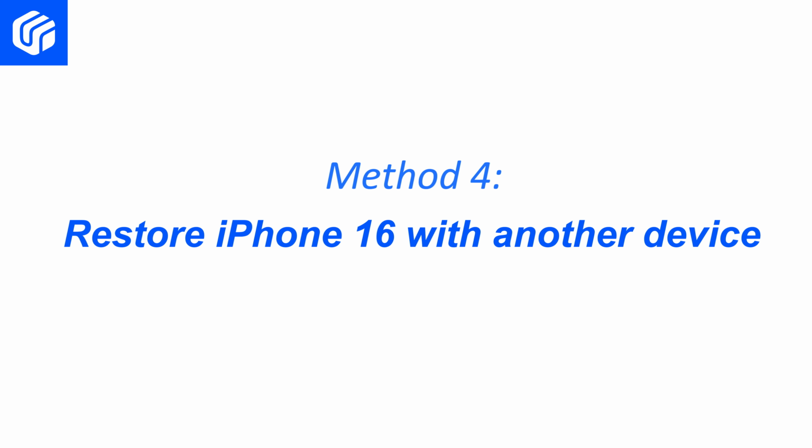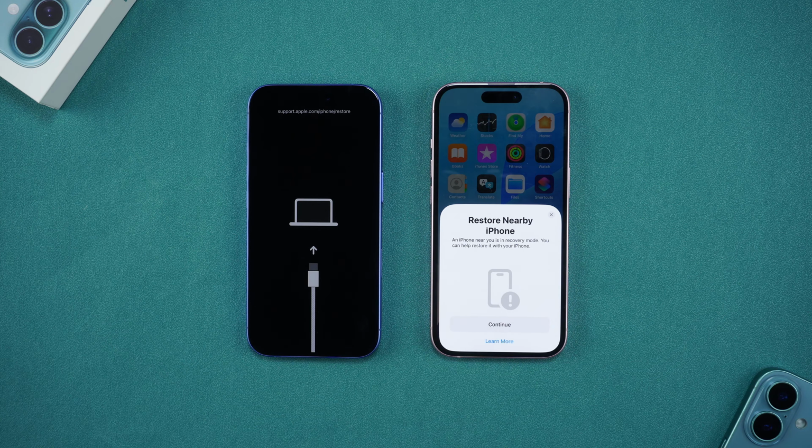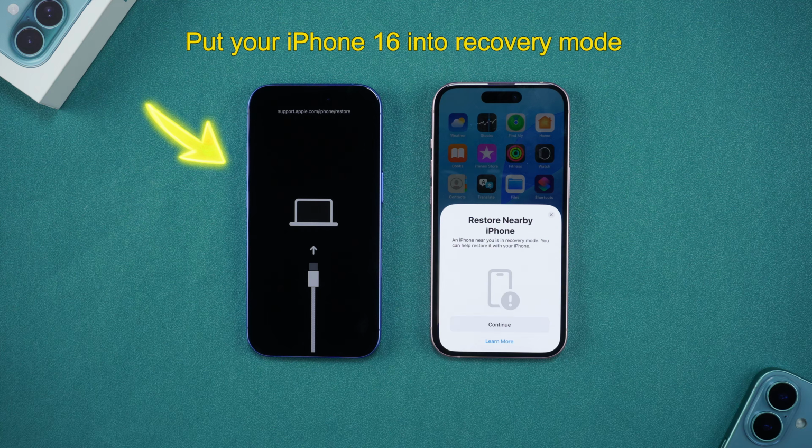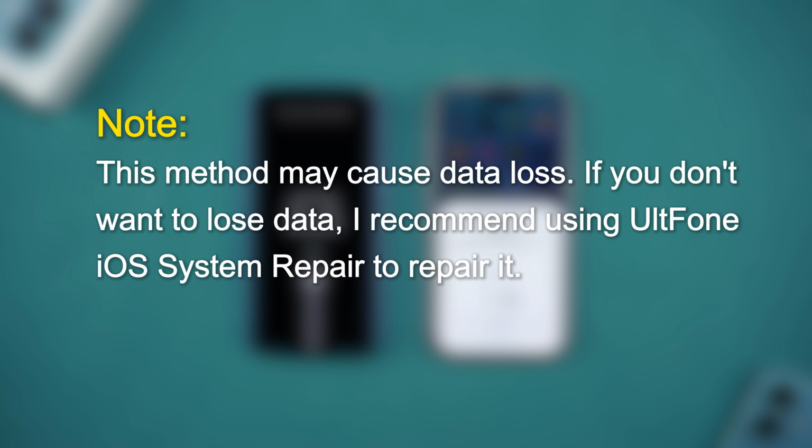Method 4. Restore iPhone 16 with another device. If your iPhone 16 has a green screen and there are other Apple devices around you with systems above iOS 18, you can try using the newly launched wireless flashing function to fix the green screen problem. How to do it? You just need to put your iPhone 16 into recovery mode and place another device next to it, and it will automatically pop up a recovery pop-up window to confirm your choice. Note, this method may cause data loss.